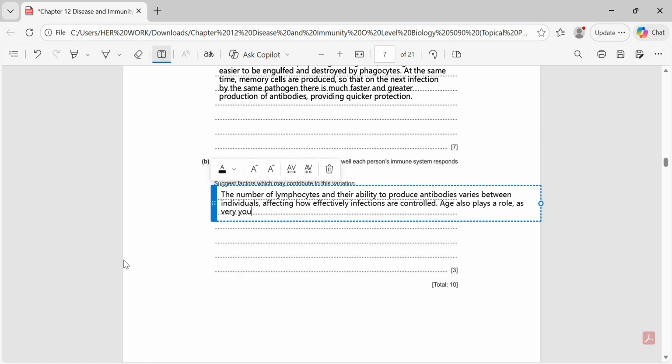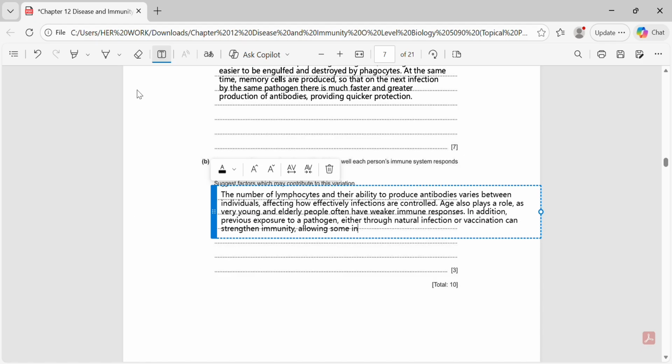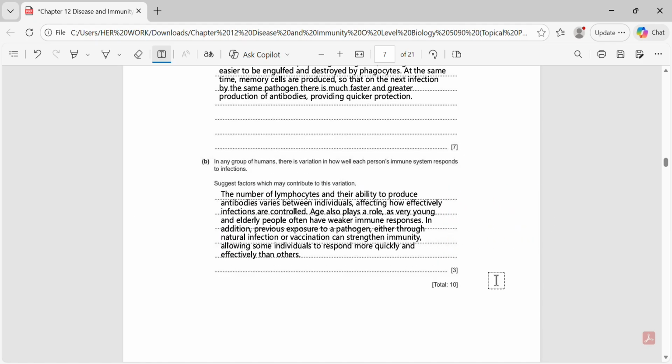Age also plays a role, as very young and elderly people often have weaker immune responses. In addition, previous exposure to a pathogen, either through natural infection or vaccination (immunization), can strengthen immunity, allowing some individuals to respond more quickly and effectively than others.